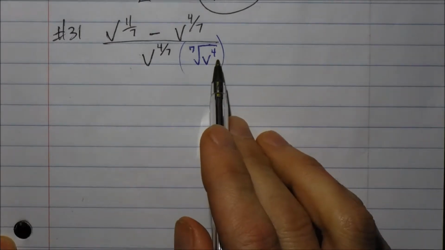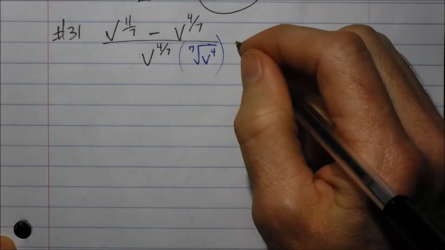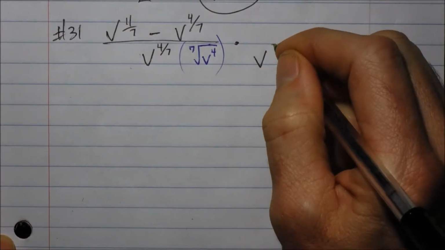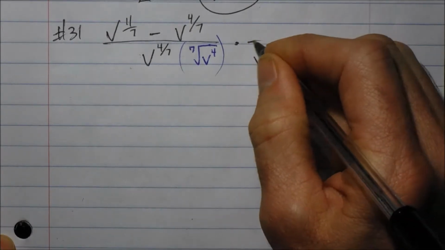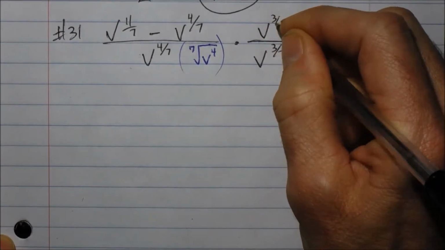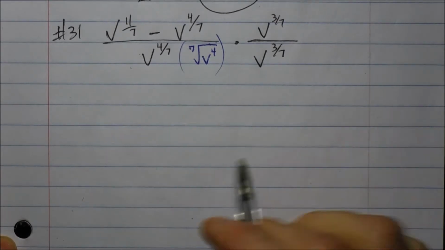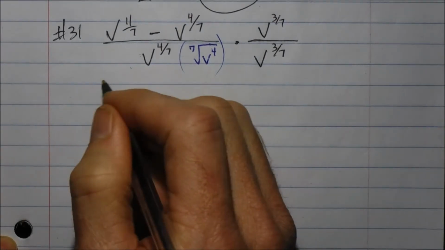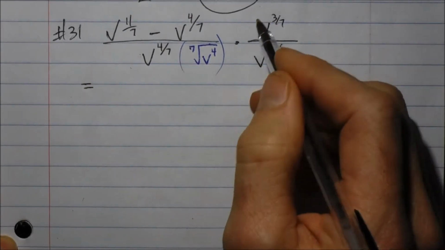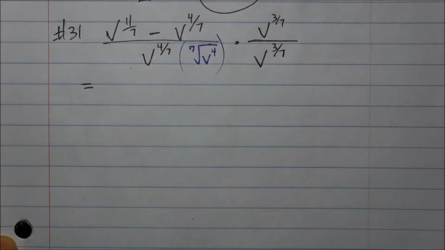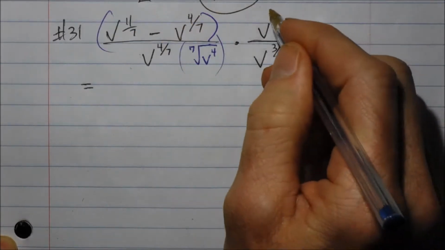So yeah, if we multiply top and bottom by v to the 3/7, well, that's going to take care of that, because clearly that's a problem. So now let's proceed forward. Let's take this v to the 3/7 and multiply it through to this guy.